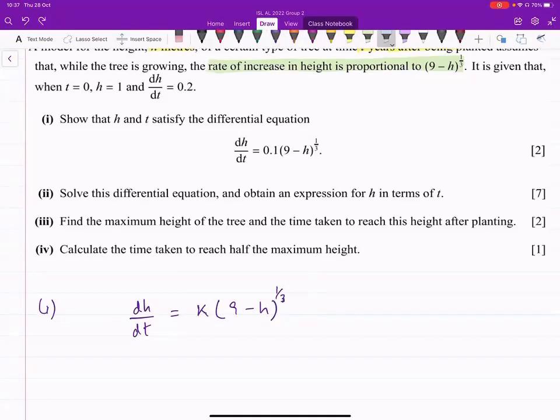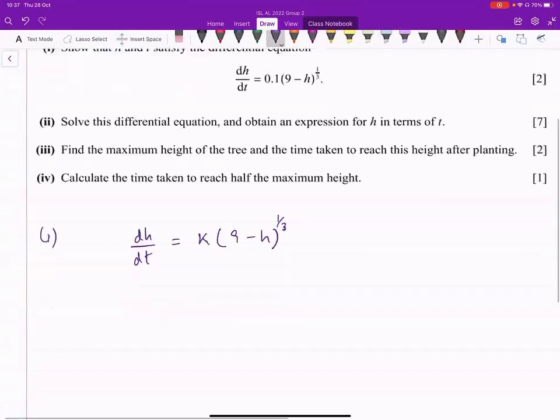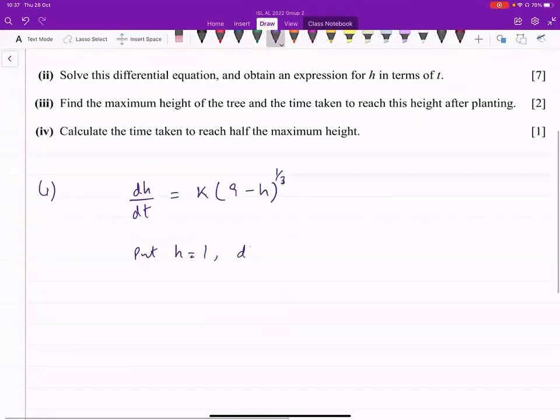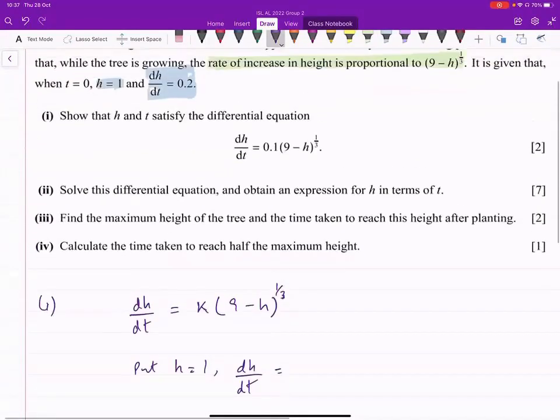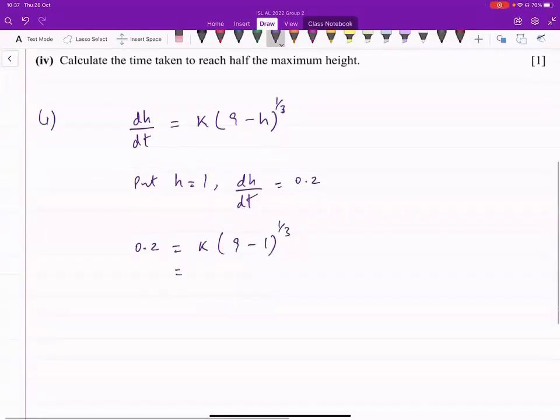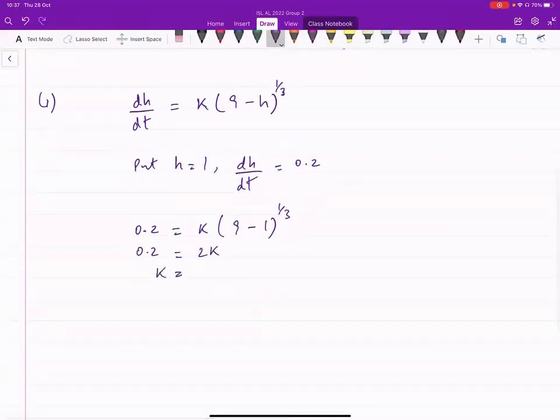Yes, so we have the value of dh over dt. और क्या इसके अंदर आ रहा है? h आ रहा है. At that point, we've got h as well. So we just input those things here. We say, let's input h equals 1 and dh over dt equal to 0.2. इसके अंदर input कर देंगे k की value आज. ठीक है? So let's input 0.2 equals k into 9 minus 1 whole raised to power 1/3. Yeah, so that's 2k equals 0.2 and k equals 0.1.